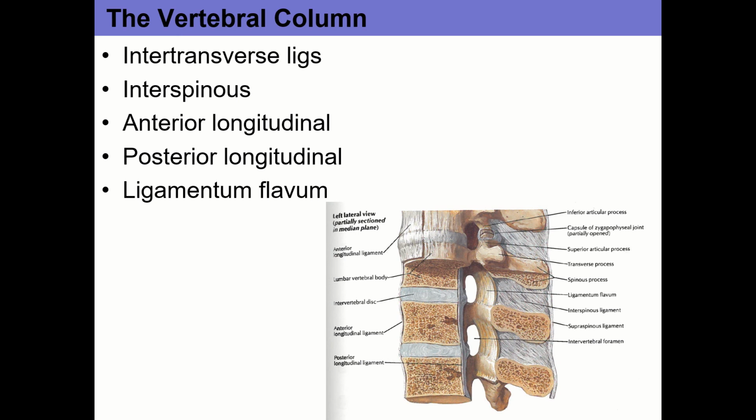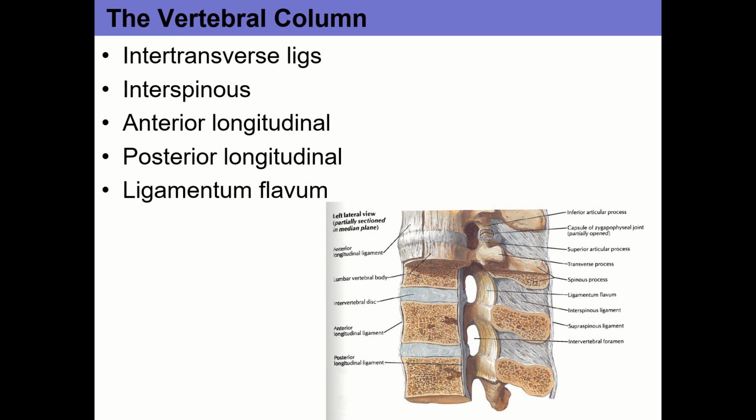And then the last one basically runs along the laminae, and that's the ligamentum flavum. And you can see it labeled over here. It means yellow ligament, and it's named that, or it has that appearance of being kind of yellow, because it has a lot more elastic fibers.